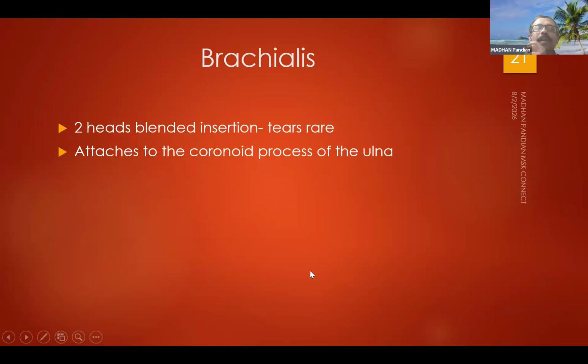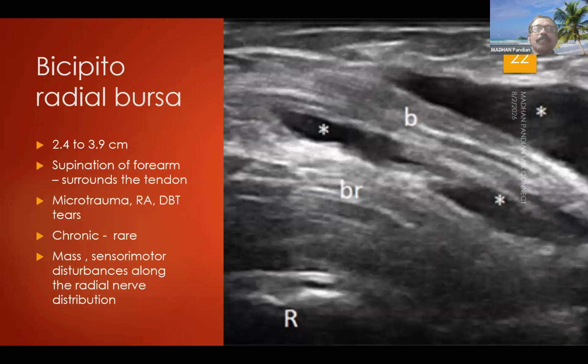Brachialis actually has two heads which is blended just above the trochlear cartilage, and it attaches to the coronoid process of the ulna. There is some condition which is not very common here. You can see just below the biceps muscle, actually, between the biceps muscle and the radius, you can see the small fluid filled cavity, which is the bicipitoradial bursa.